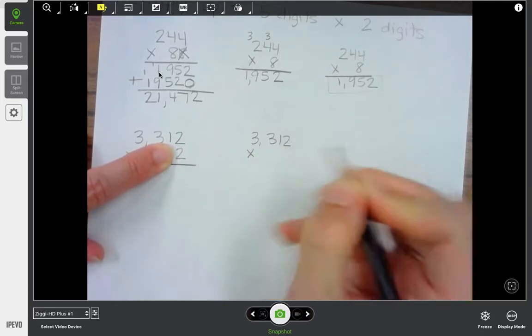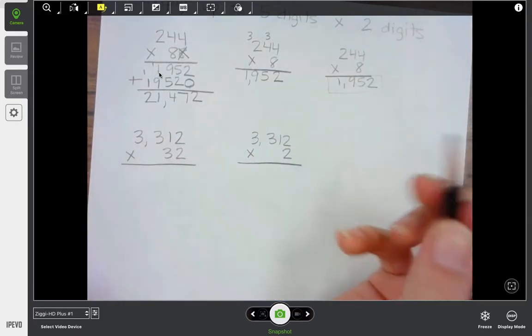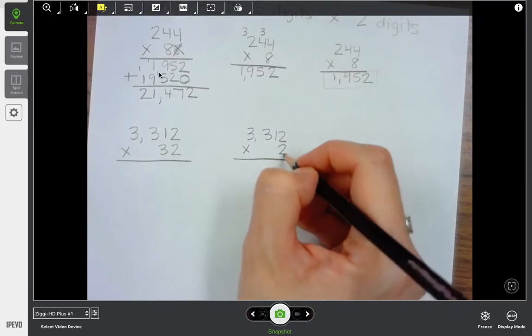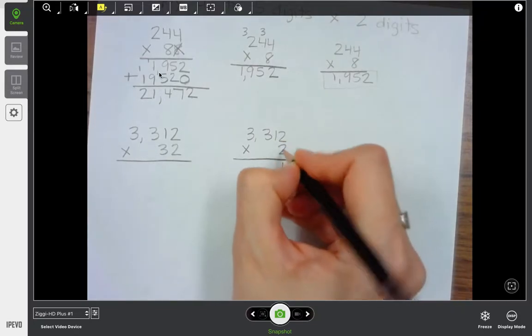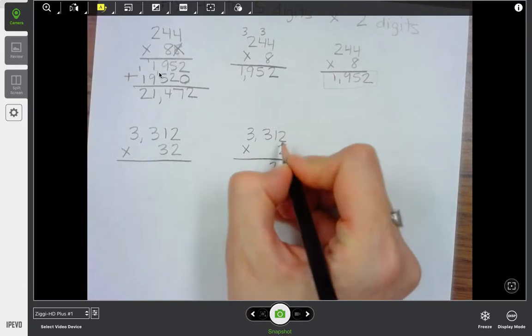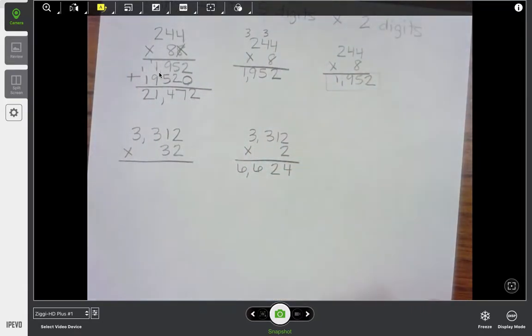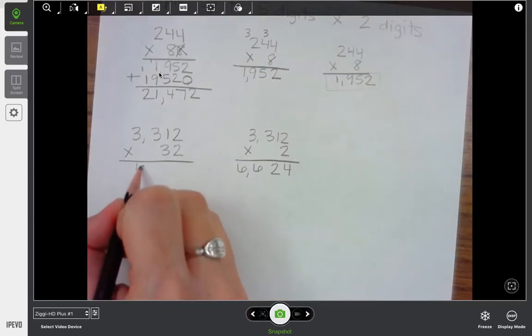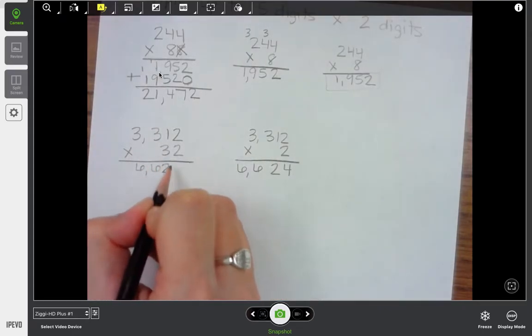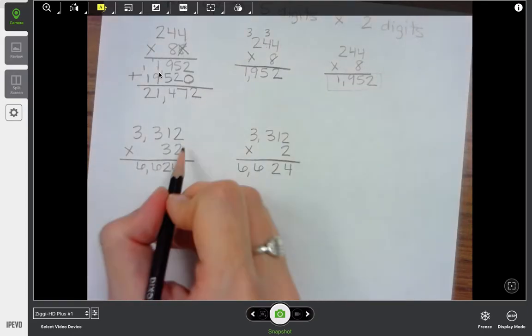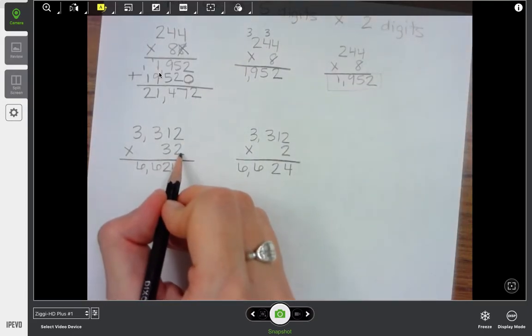So I can start by multiplying 3,312 by 2. So 2 times 2 is 4, 2 times 1 is 2, 2 times 3 is 6, and 2 times 3 is 6. So 6,624, okay, is what I get when I've done the multiplication for this digit here, this 2.